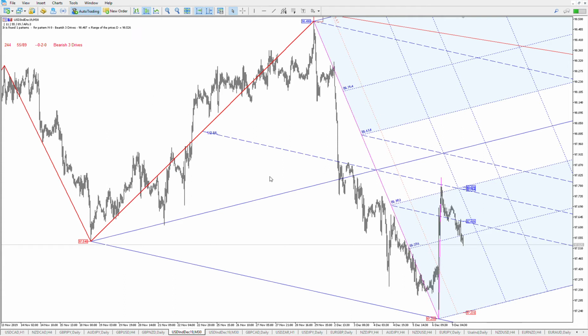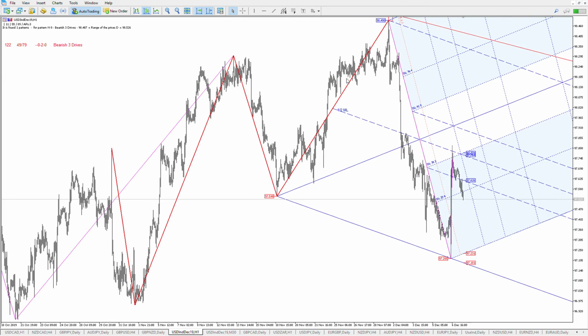Go to the hourly now. Just going to make this a quick one. Descending channel. Okay, so using the same logic, it's the swing lows, so the same shift channel applies on the hourly. Bearish three drives, descending channel, but the pitchfork is up. So do take note of that.